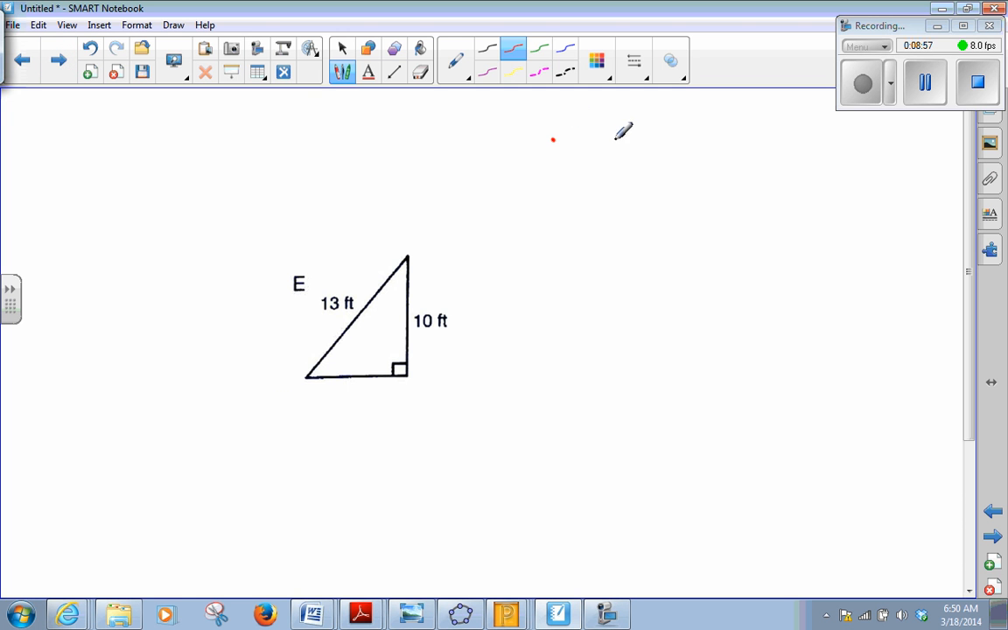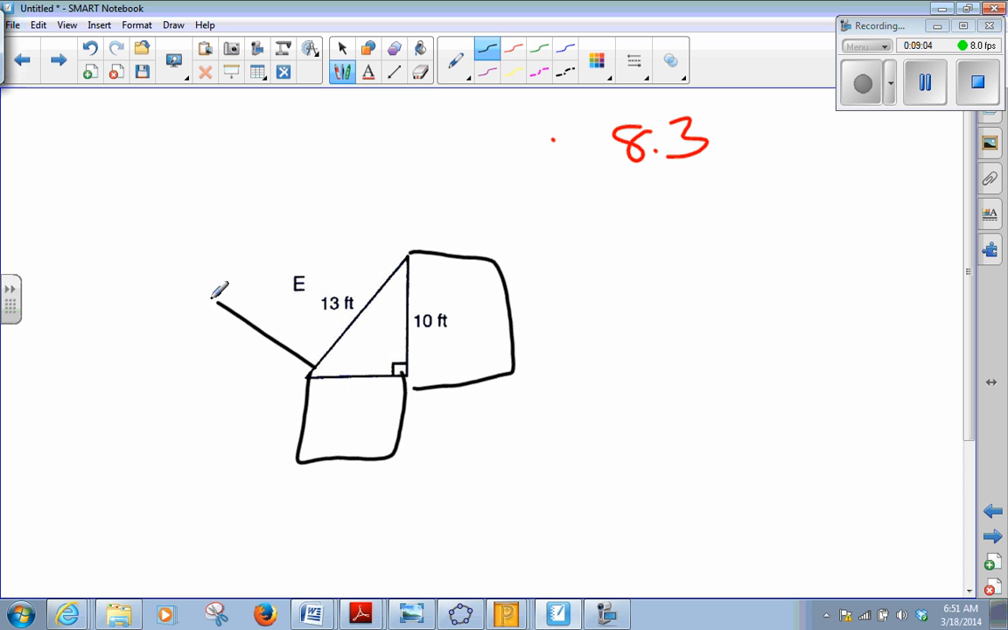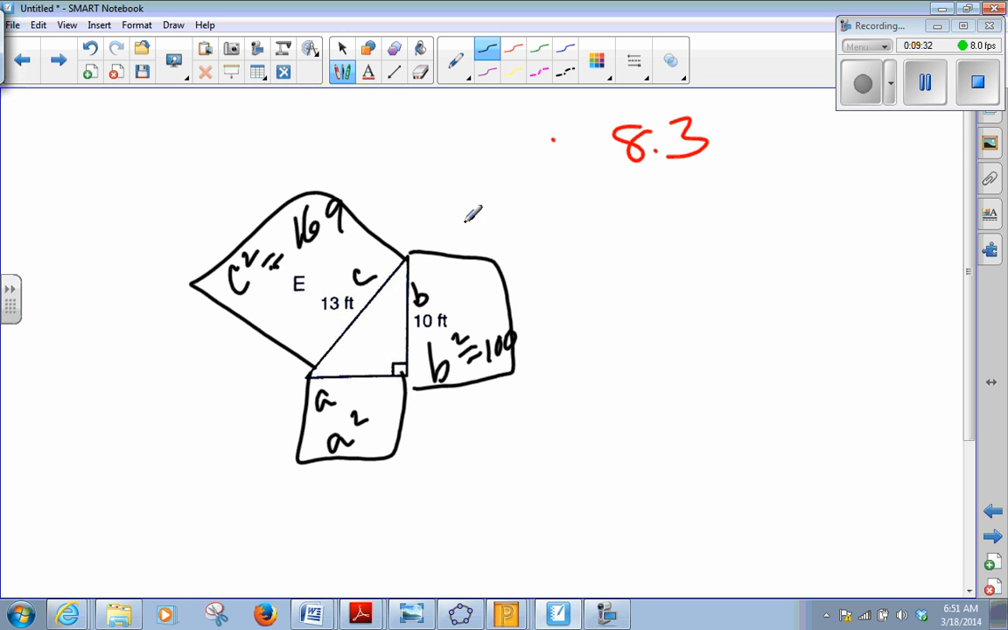Letter E, you should have gotten 8.3. If you didn't, keep watching. Again, I am missing a leg. So I'm going to call this one A. I'm going to call this one B. And of course, because it's the hypotenuse, that is always C. Okay, so A squared, I don't know what A squared is yet, because I don't know what this side is so that I can square it. I know that B squared, however, is 10 times 10, which is 100. And I know that C squared is 13 times 13, which is 169.